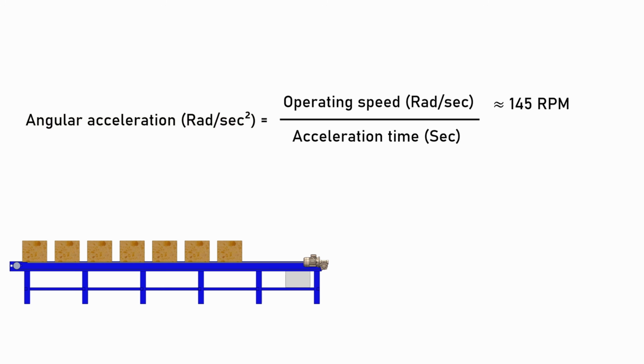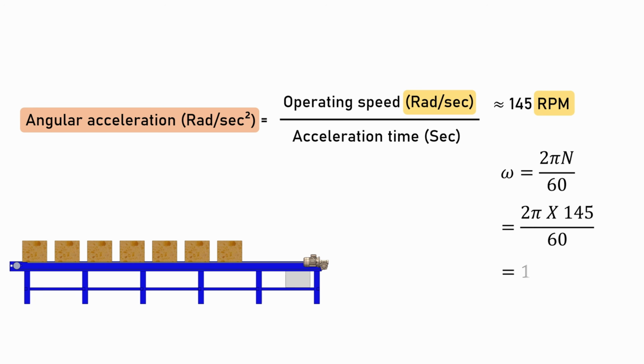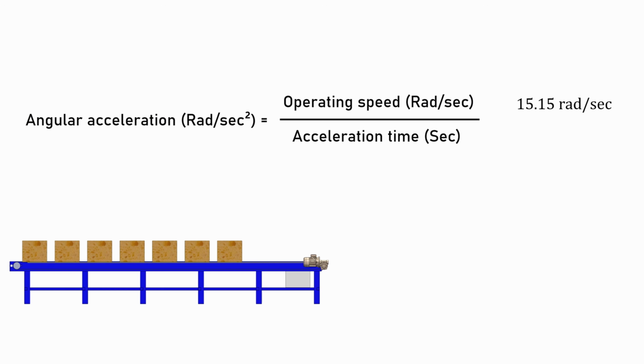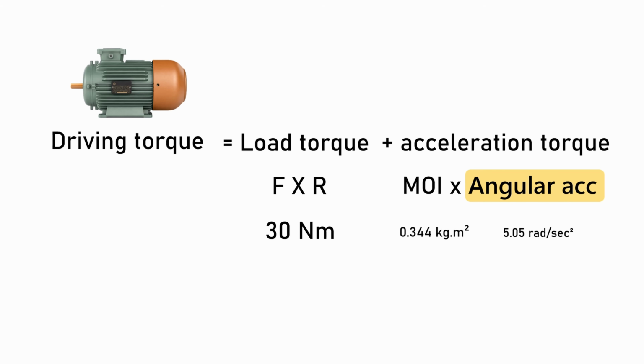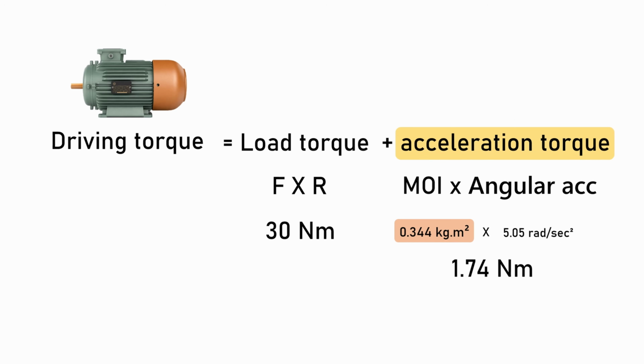Now, to calculate the acceleration, first we need to convert the operating speed from RPM to radian per second, which becomes around 15.15 radian per second. And since we are using an AC induction motor, we can assume an acceleration time of around 3 seconds. So the angular acceleration becomes 5.05 radian per second square, assuming uniform acceleration. Now, as the total moment of inertia of this belt conveyor system is 0.344 kg meter square, the acceleration torque becomes 1.74 Newton meter.